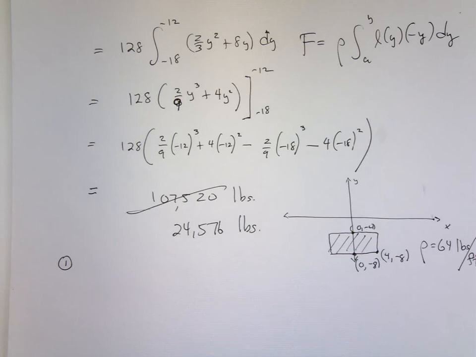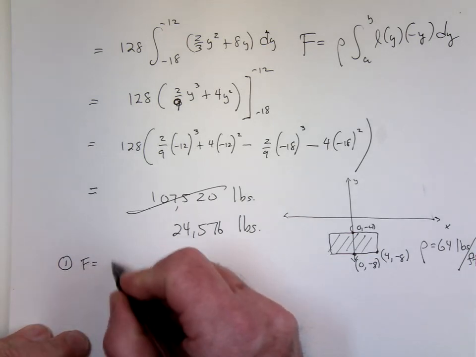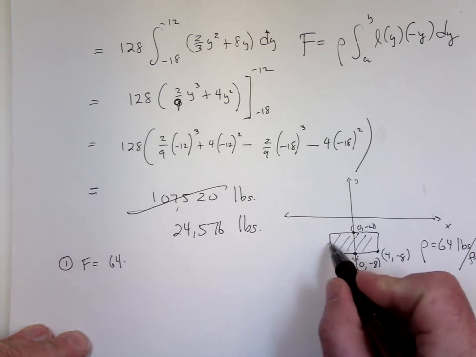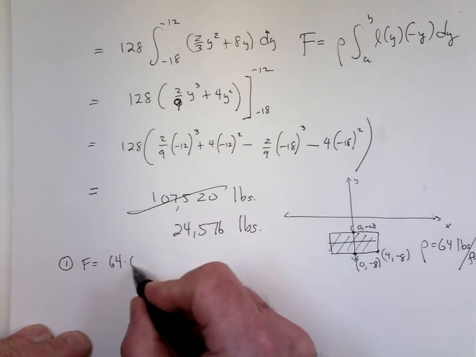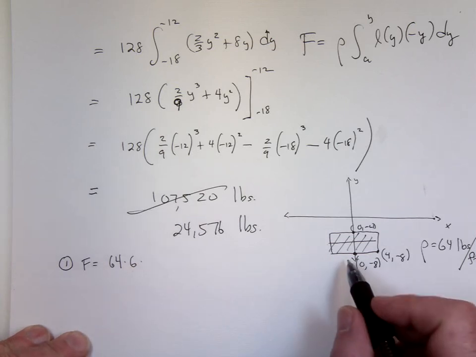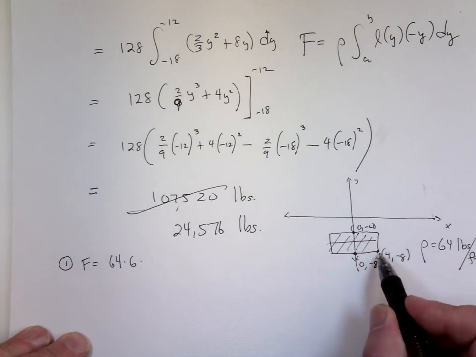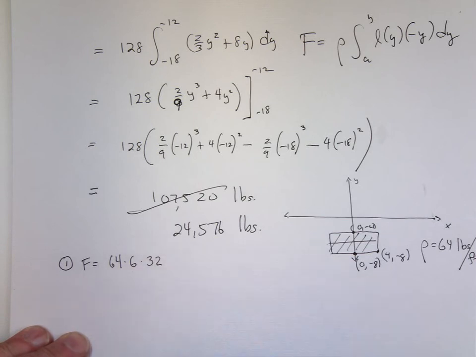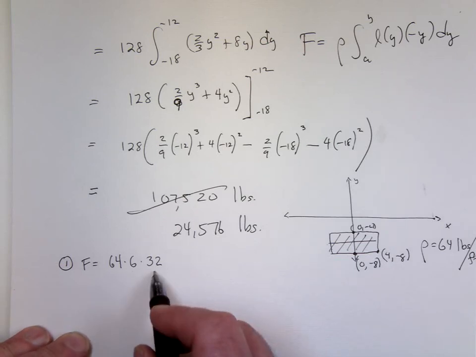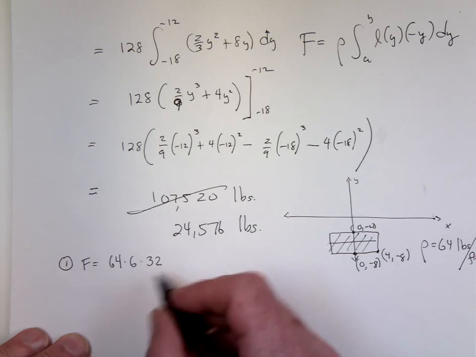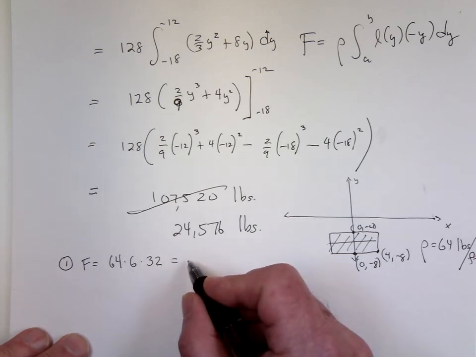So the fluid force on that object is equal to the density times the depth times the area. The depth around the midline is 6 feet. The area is the length times the width. This door is going to be 8 feet by 4 feet, 32 square feet. So if you take 64 times 6 times 32, what do you get there? Somebody do this out quickly. 12,288. That's the answer.